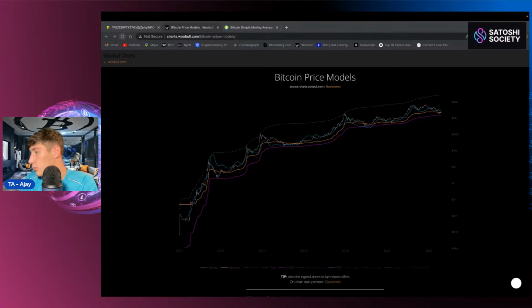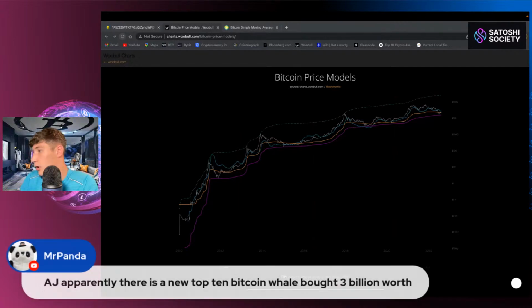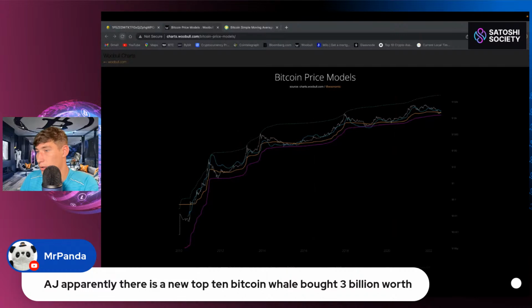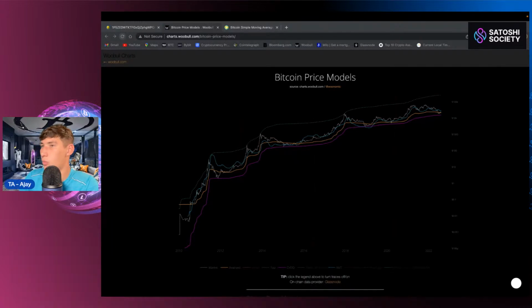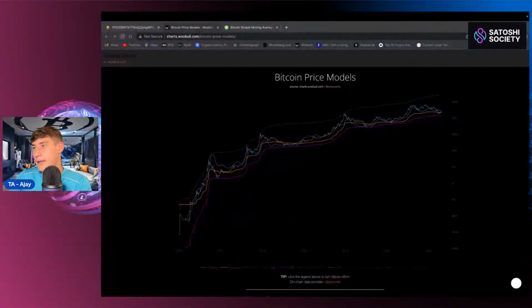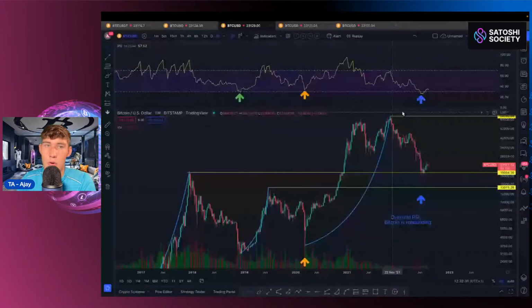Top 10 Bitcoin whale bought 3 billion worth. AJ, apparently there is a new top 10 Bitcoin whale that bought 3 billion worth. I will look into that for you, and maybe I'll come back on the next live stream with that. I'm not too sure about that, so I'll have to have a look at that. And yeah, if you've got any other questions, please make sure you leave them down below. If there's any charts you want to look at, then let me know below. And yeah, that's pretty much what I've got for you today.